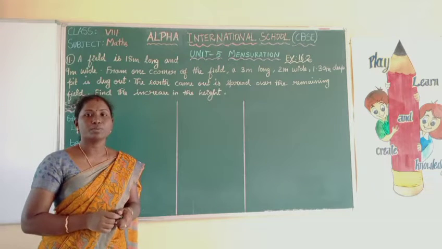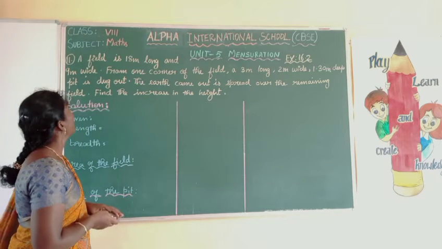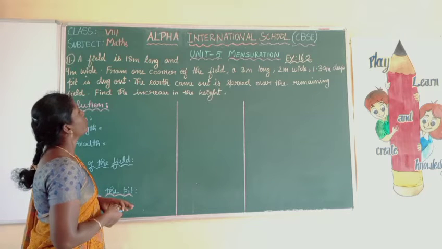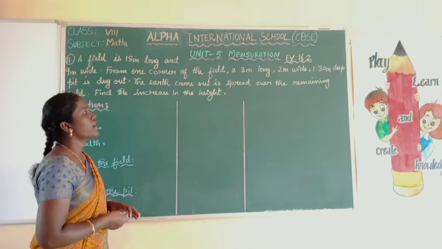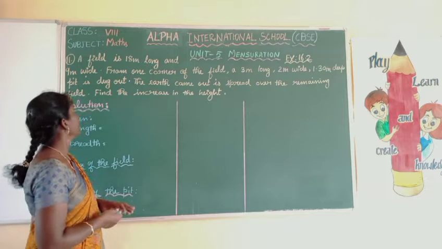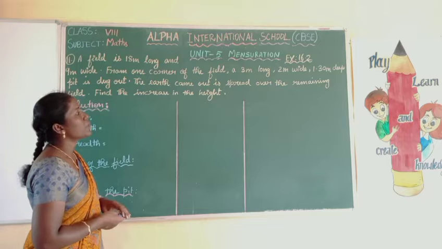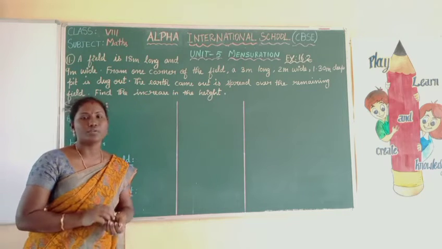Now see the 11th problem, children. It is also a practical problem. A field is 18 meter long and 9 meter wide. From one corner of the field, a 3 meter long, 2 meter wide and 1.30 meter deep pit is dug out. The earth that came out is spread over the remaining field. Find the increase in the height of the field.